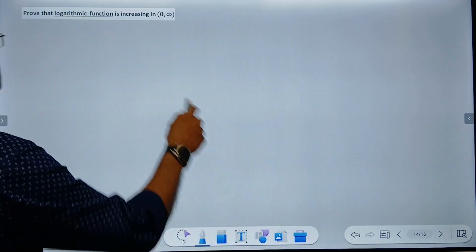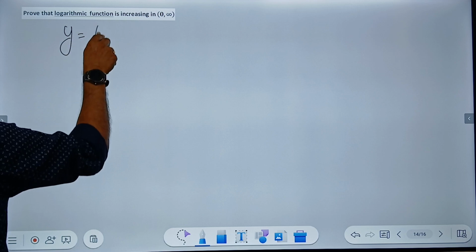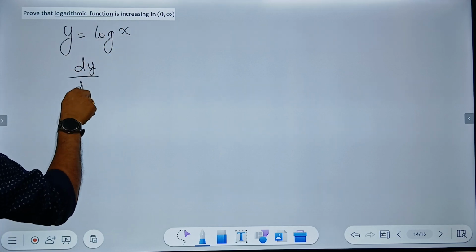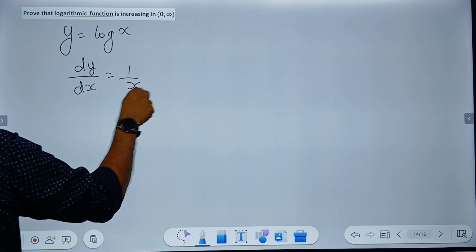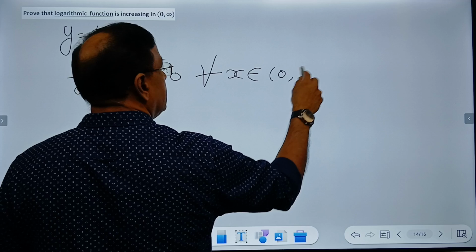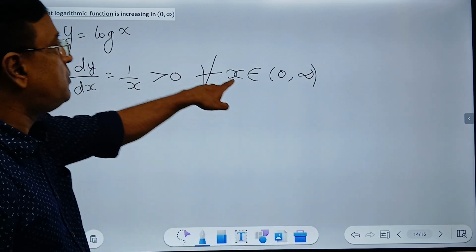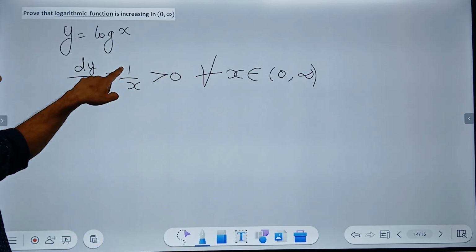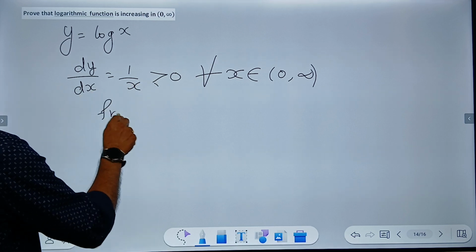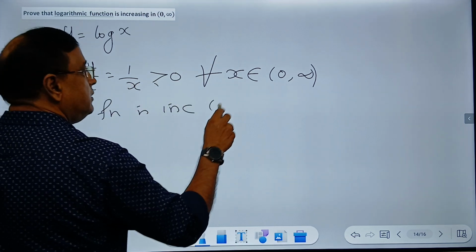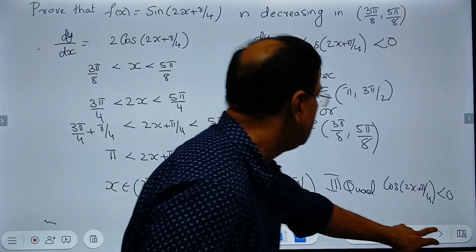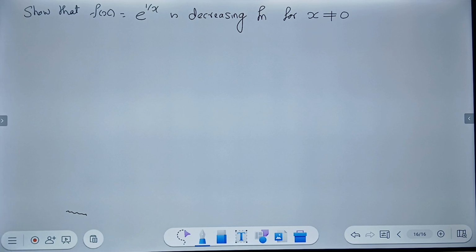Now, this is very simple NCERT question. Y equal to log x. So what is dy by dx? Dy by dx is 1 by x, which is obviously positive for every x belongs to 0 to infinity. Why? X is positive. So numerator is positive, denominator is positive, therefore the fraction is positive. Therefore we can say the function is increasing in 0 comma infinity. Nothing is in that.